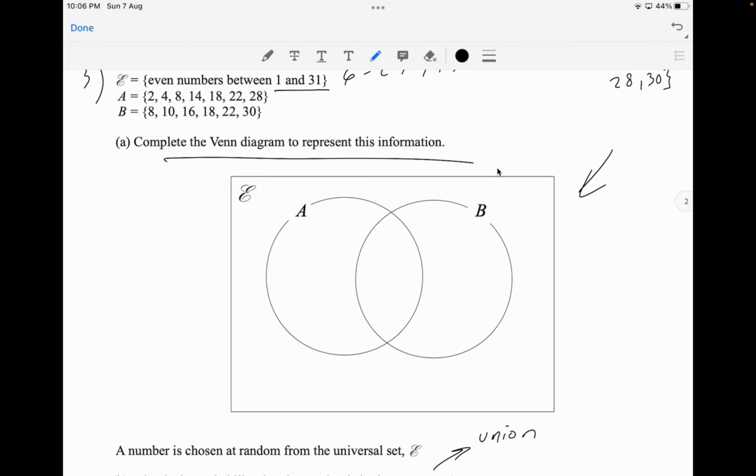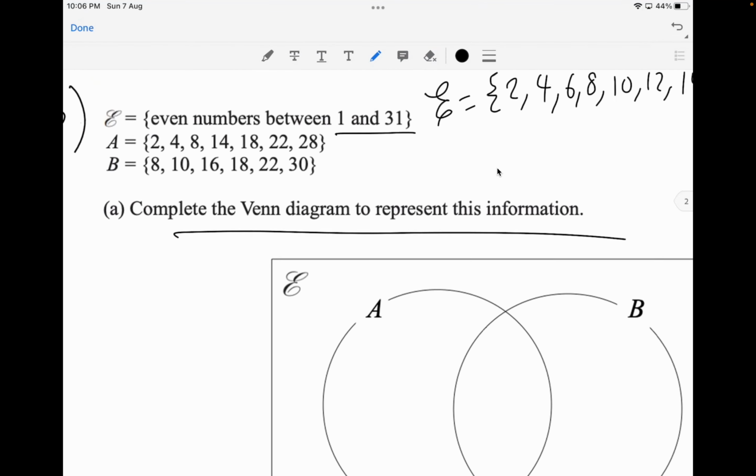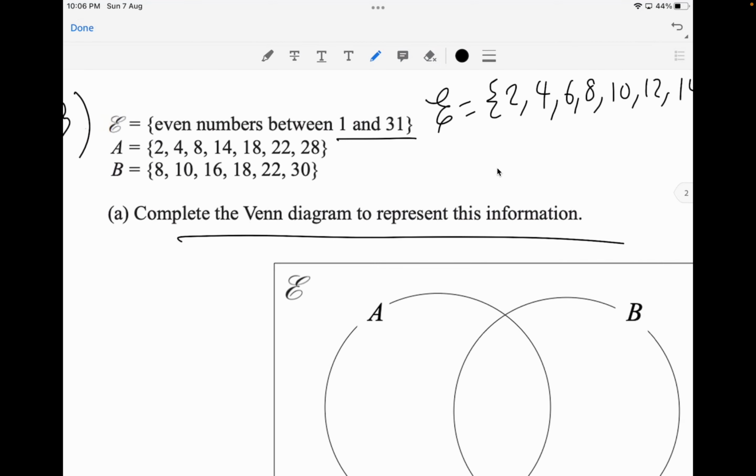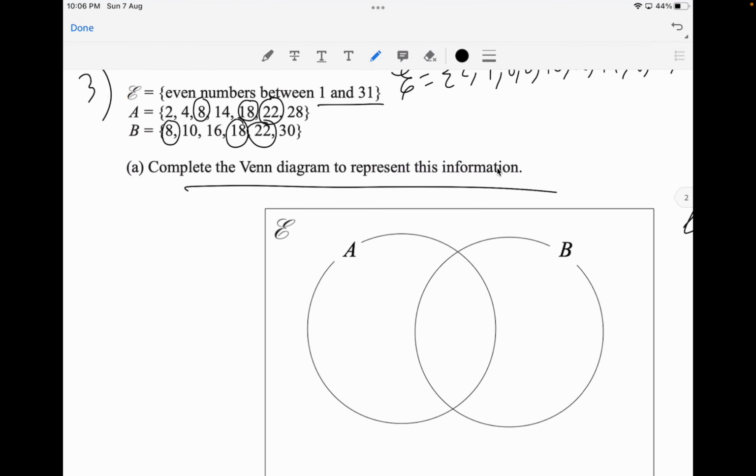So you have 2, 4, 8. You want to write down, let's see if there's anything in common in this portion here between A and B. So between A and B, you can see that 8 seems to be in common. You can see that 18 also seems to be in common. 22 also seems to be in common as well. So you're going to write down 8, 18, 22. Now these are going to be your values that are in the intersection of both A and B.